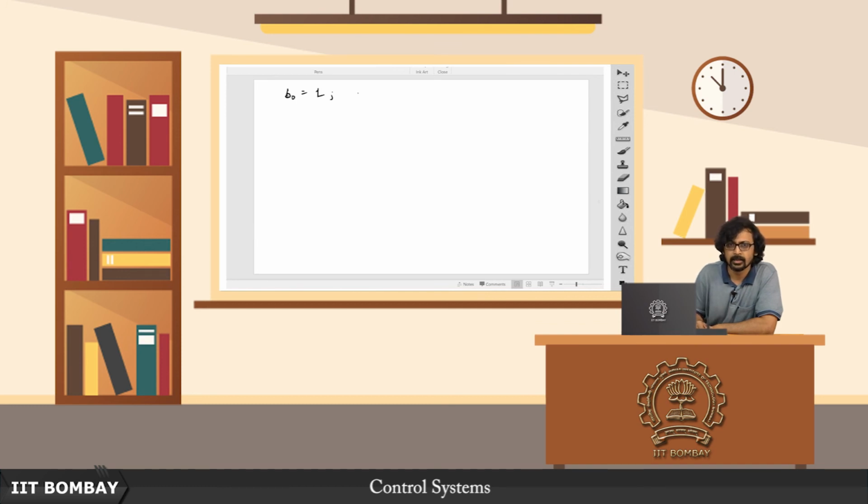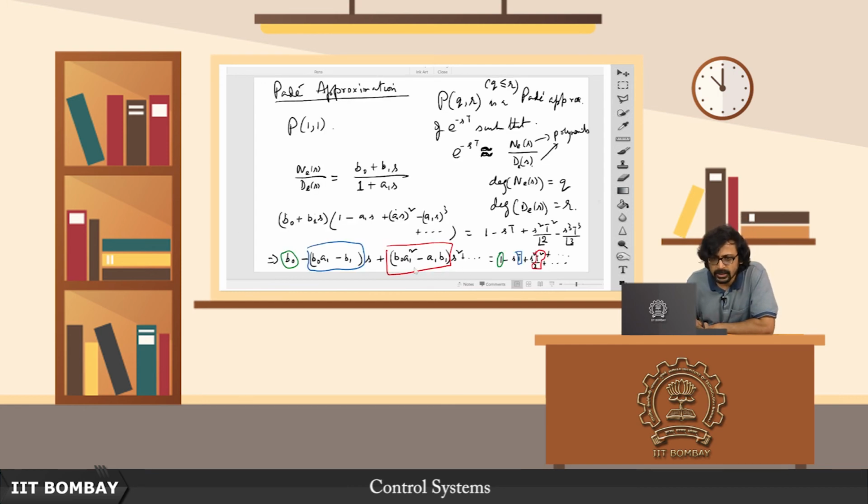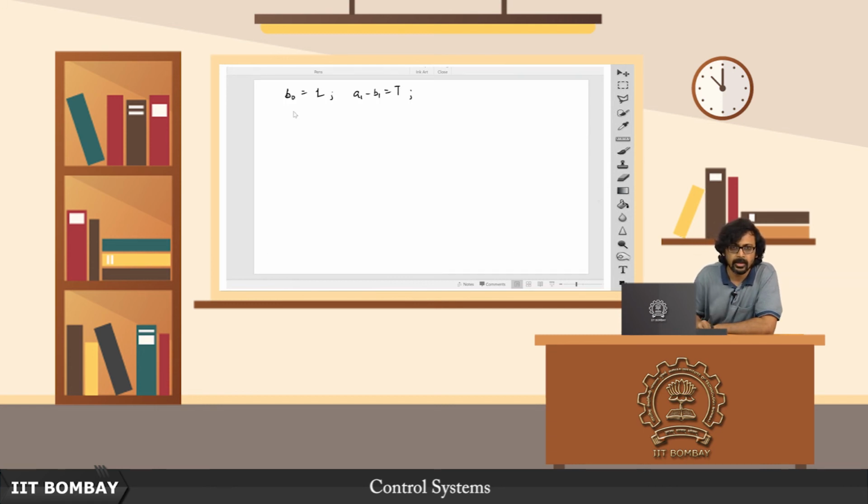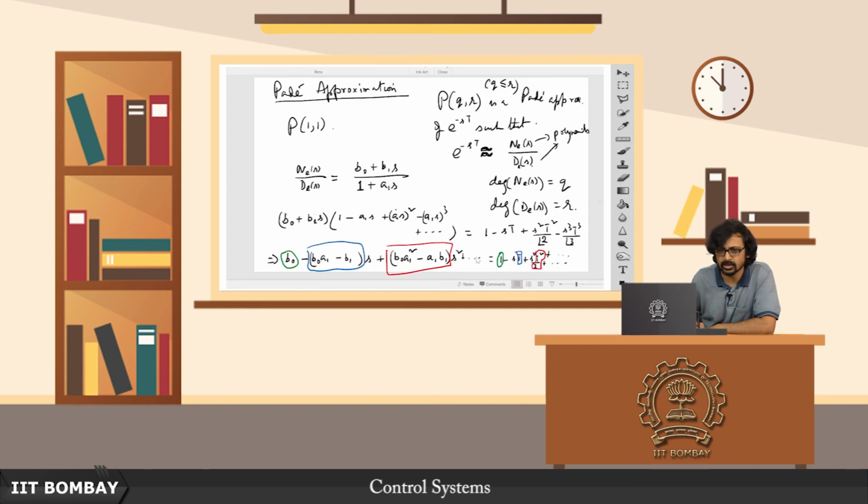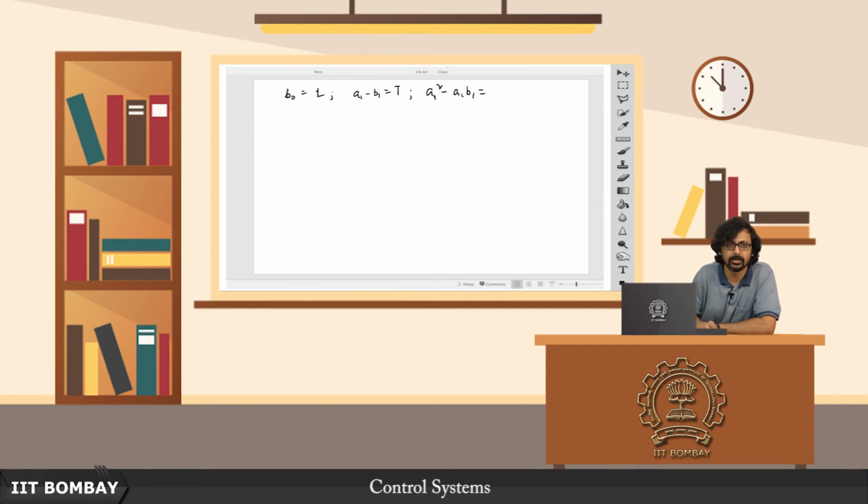So the second is a1 minus b1 is equal to t, alright. And now the third term, again I am going to use the fact that b0 is 1, so it's a1 squared minus a1 b1, right. So it's a1 squared minus a1 b1 is equal to, of course I remember, t squared by 2.